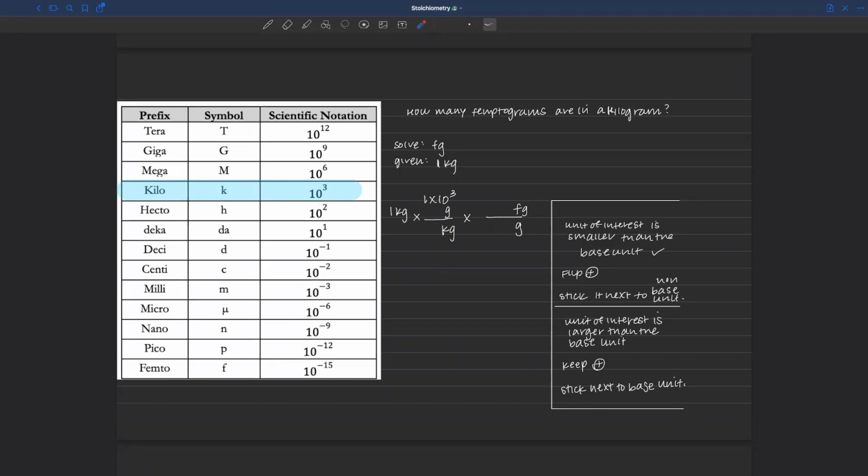All right, next one, femtograms. Femto is going to be all the way down here. And that is 1 times 10 to the negative 15, meaning it is smaller than the base unit. So you have to flip it to a positive number. And then who do you stick this next to? You stick it next to the non-base unit. So is that femto or grams? It's going to be femto, like that.